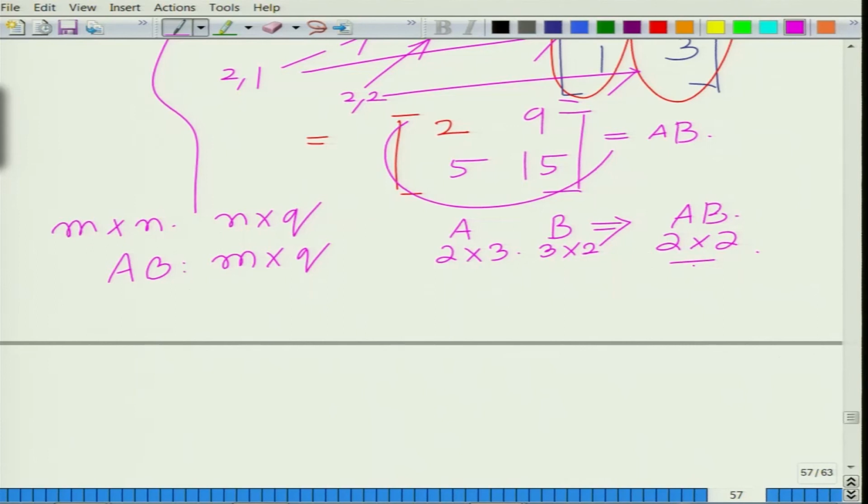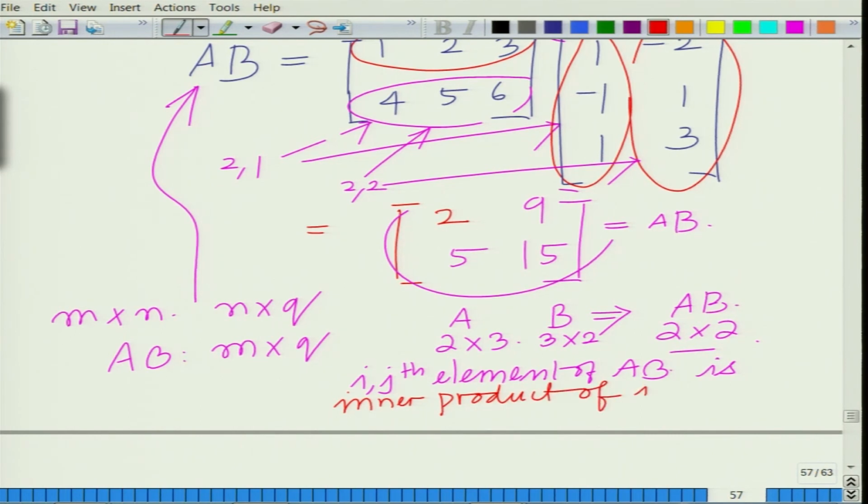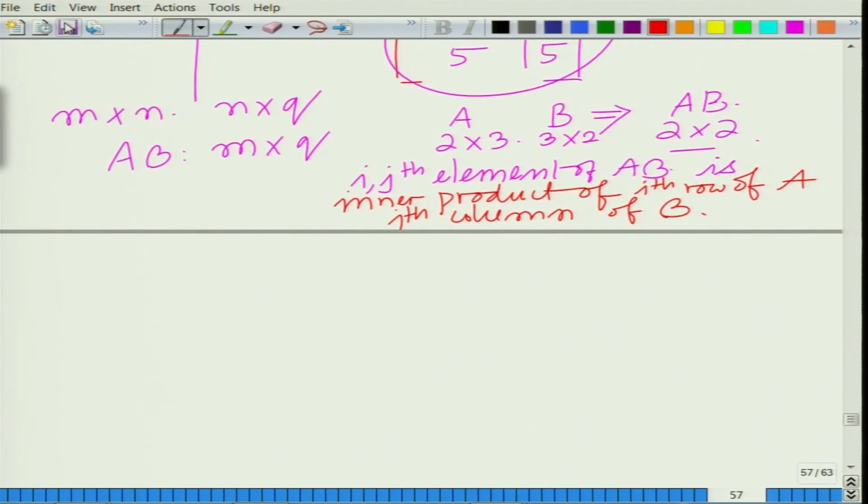This is essentially your matrix A into B, and as we have seen, each ijth element of AB is the inner product of the ith row of A and the jth column of B.